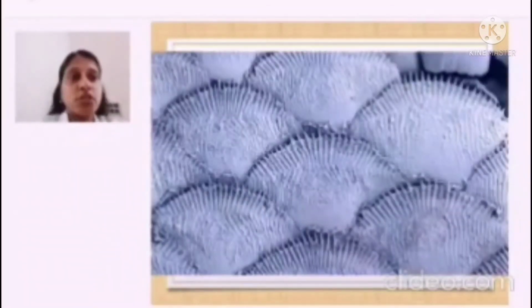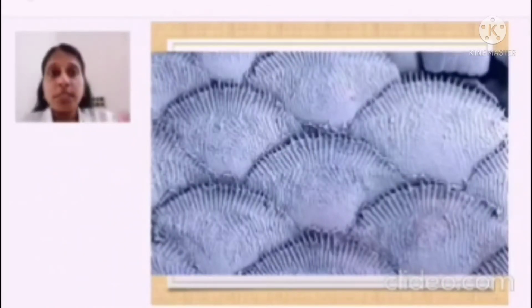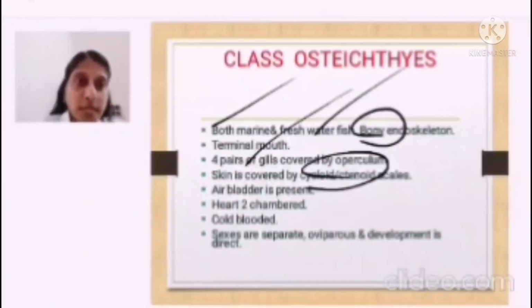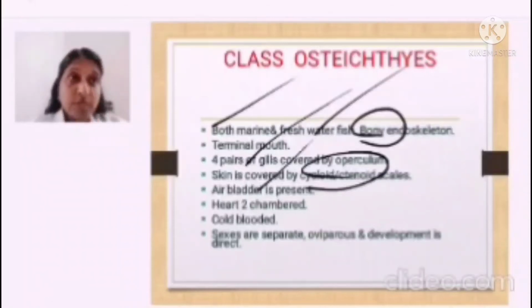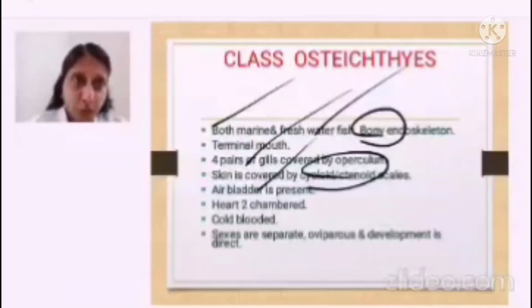So this is the structure of what? The cycloid or the ctenoid scale. So that is another characteristic. Air bladder is present, so they can stay in water without swimming for a long time also. Heart is two-chambered, cold-blooded, meaning their body temperature changes with the temperature in the environment.